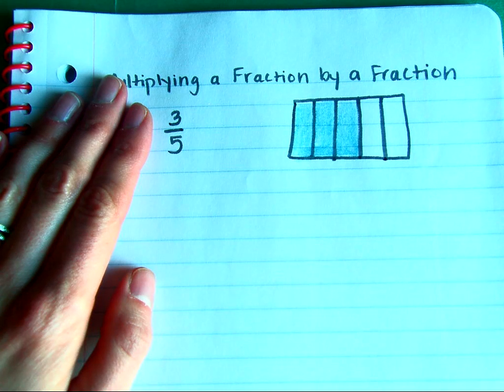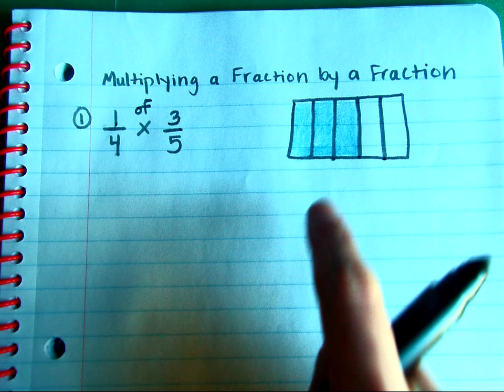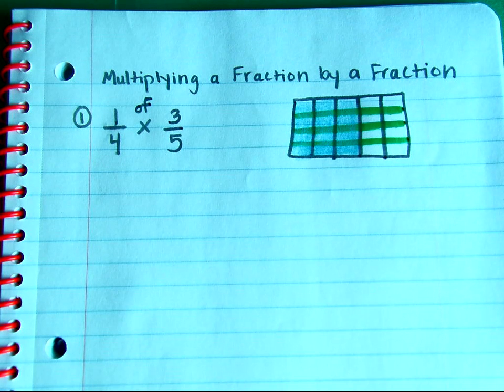Now I'm going to look at my other fraction. It says 1/4 multiplied by 3/5. That's the same thing as taking 1/4 of the 3/5 that we have shown here. So now I am going to use horizontal lines to cut this into 4 rows. So 1, 2, 3, 4. And with a different colored pencil, I'm going to color in the first row out of the 4 rows.